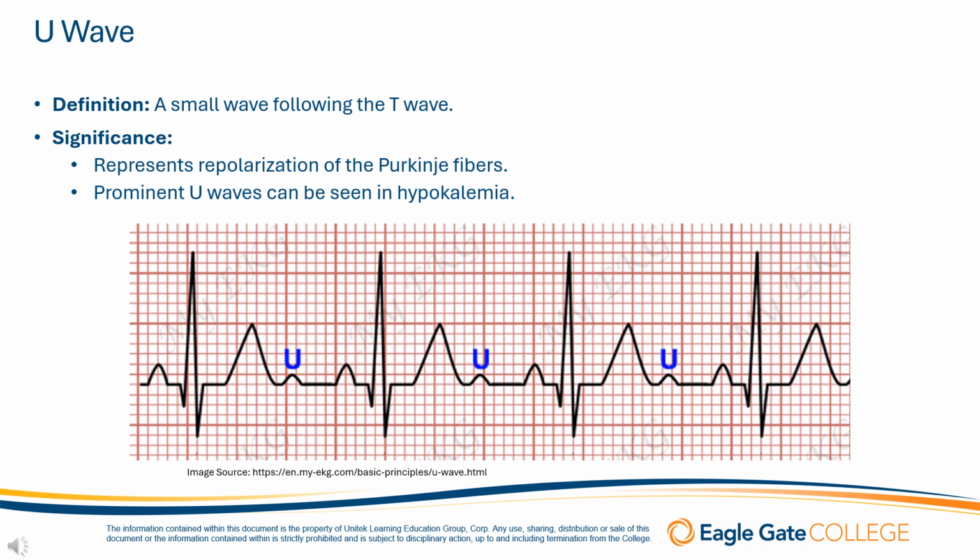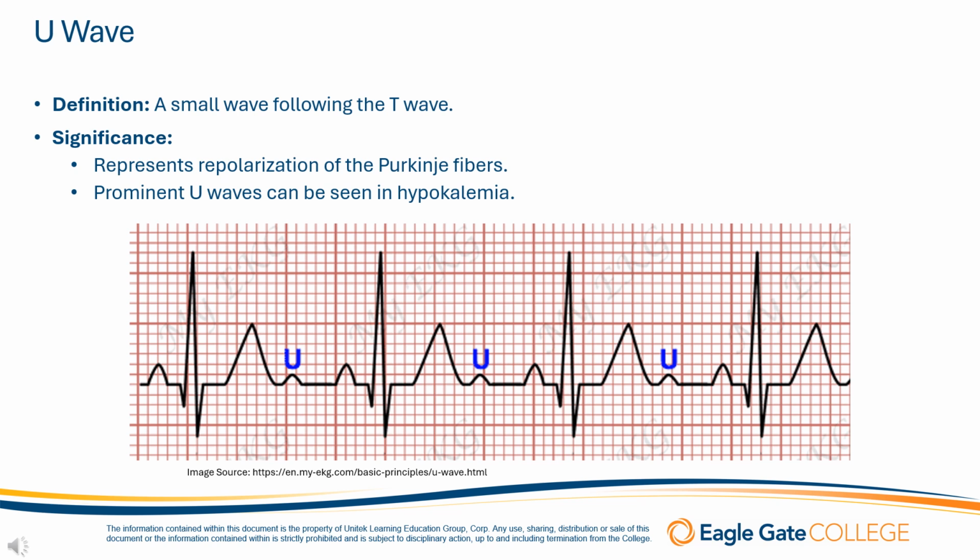Regular ECG monitoring is essential for patients at risk of electrolyte imbalances or those on medications that affect cardiac repolarization. Look for small positive deflections following the T wave, especially in leads V2 to V4. U wave changes should be correlated with clinical symptoms like muscle cramps and arrhythmias, which are common in electrolyte imbalances. This will help to determine the underlying cause and the urgency of intervention.